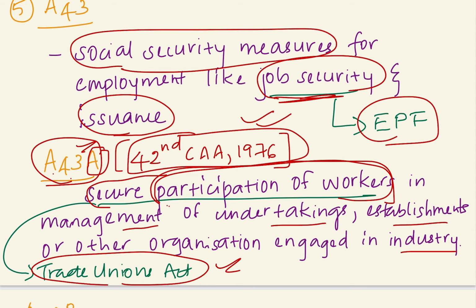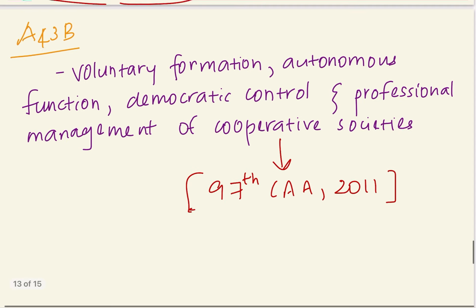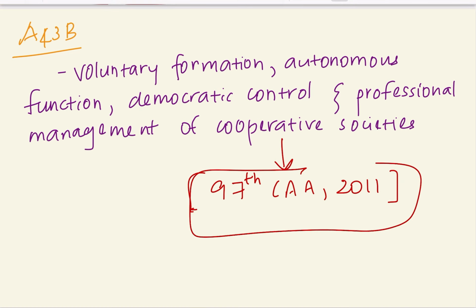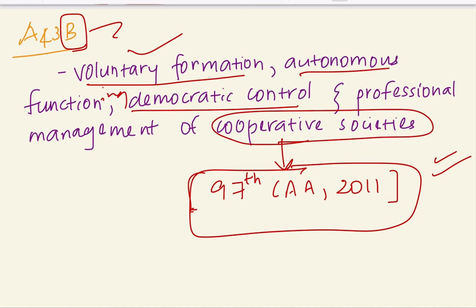Next we have Article 43B. This also was amended. Article 43B was added through the 97th Constitutional Amendment Act of 2011, which added one more provision to Article 43. That is why we have Article 43B. Article 43B says there has to be voluntary formation, autonomous functioning, democratic control and professional management of cooperative societies. So this article is mainly speaking about cooperative societies: their voluntary formation, autonomous functioning, and that the control has to be democratic. That is about Article 43B.